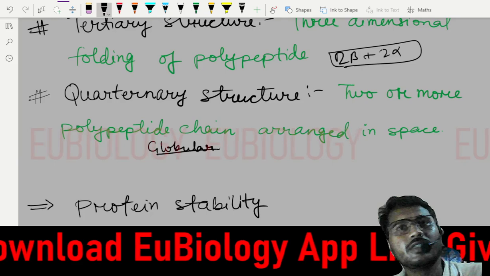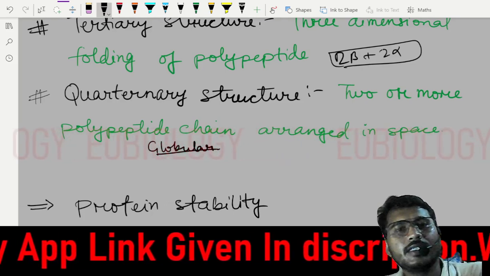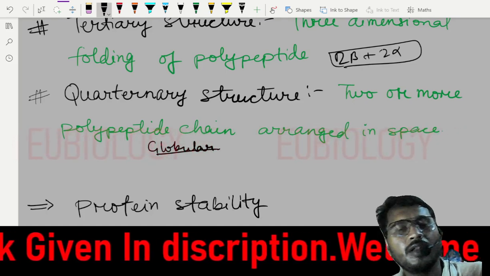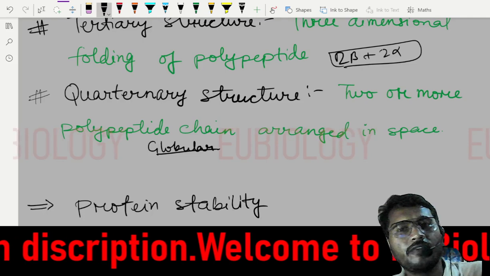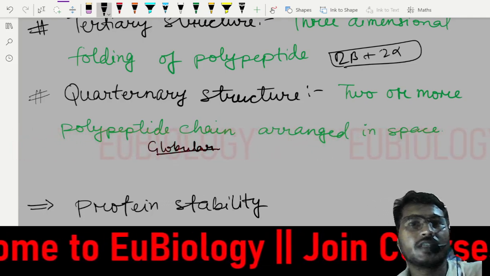So why are these sequences very important? Because if you see, just a change in the arrangement will cause different types of disorders as well. So you know the example of sickle cell anemia.